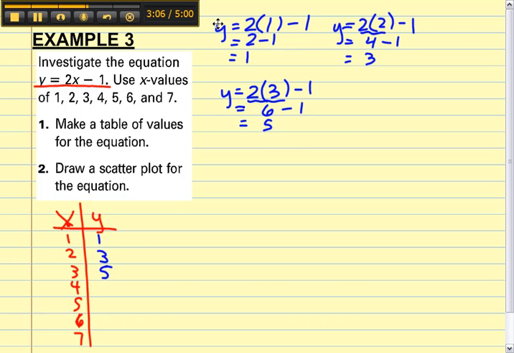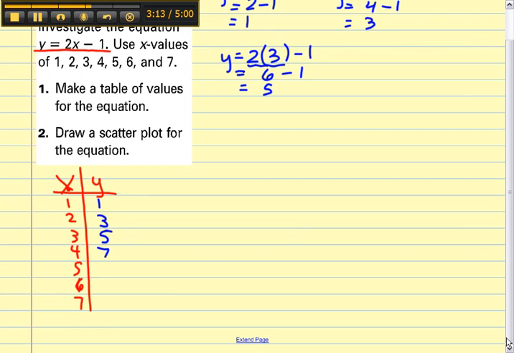So who can tell me what's the next one when X is 4? M&M? 7. When X is 5? Truman? 9. When X is 6? Sarah? 11. When X is 7? Connor? 13. How many points am I going to have on my graph? 7 points. All right.